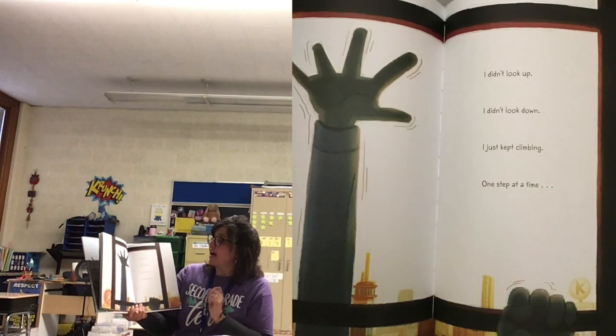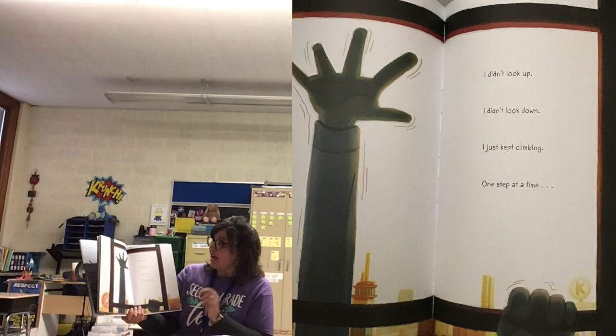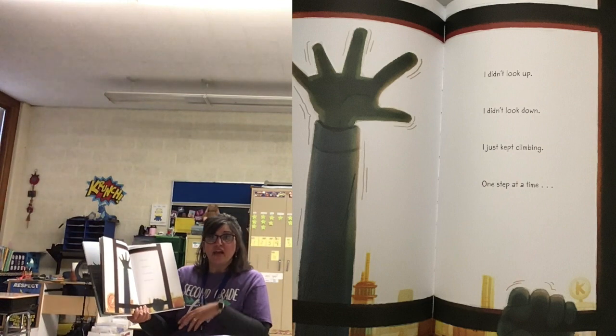So here it says, "I didn't look up, I didn't look down, I just kept climbing one step at a time." And I know from the page before that Humpty Dumpty was feeling nervous and afraid, but he's trying to go up the wall anyways. So that makes me have to infer, or think about, what kind of person would do something even if they were nervous and afraid. And I might think, a person like that is determined. They don't give up. So that's an example of an author indirectly showing us what the character is like through the actions.